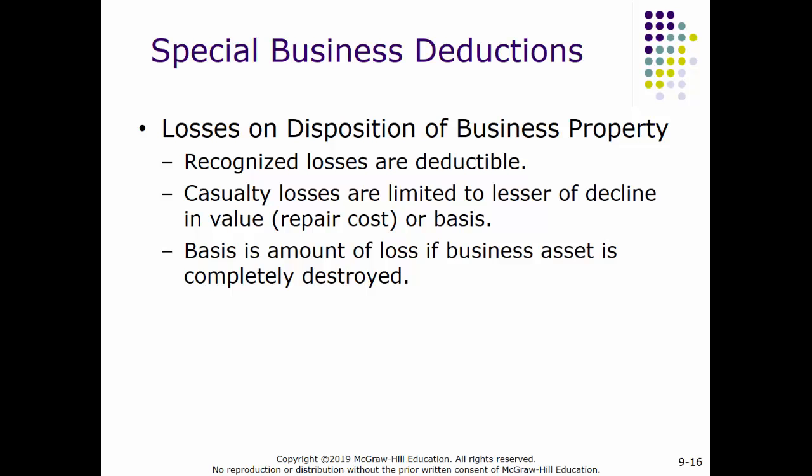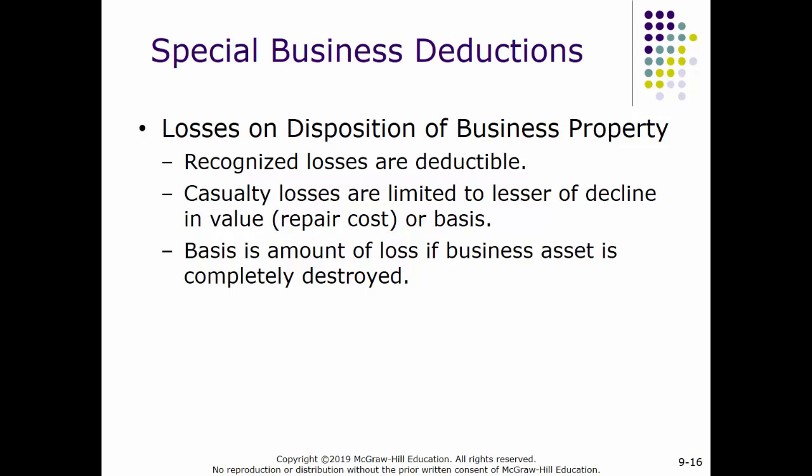So it says repair cost here because if an asset, let's say, was worth $20,000 before the casualty and then it was worth $14,000 afterwards and somebody could pay $6,000 to restore it, they would be paying the repair cost to restore it back to the $20,000 value before the loss.